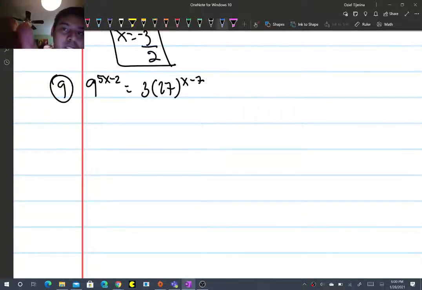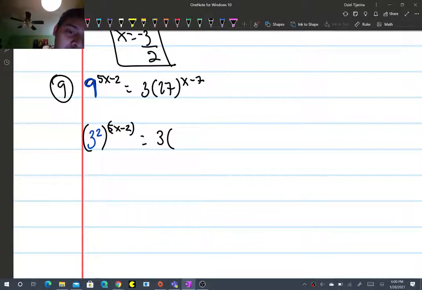So the 9 here is going to be turned into 3 squared, and then to the 5x minus 2 power is equal to 3 times... Oh, I actually did it wrong. Or no, I didn't do it wrong, I just wrote the wrong problem. Okay, it doesn't matter. It's 3 cubed to the x minus 7.